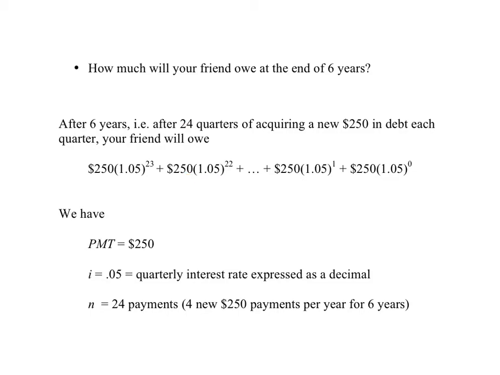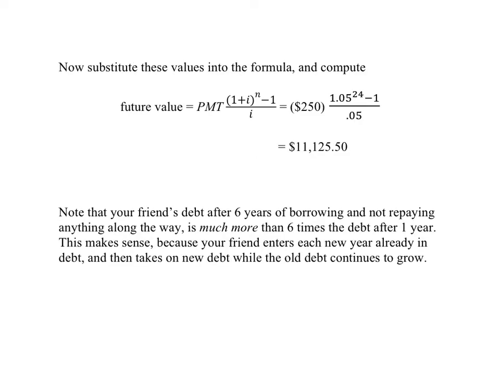And this happens 24 times. So we get a long sum that starts with $250 times 1.05 to the 23, remember, 1 less than the total number of payments, and ends up with $250 times 1.05 to the 0. Okay. The only thing that's different from the previous problem is just the value of n, which is now 24 instead of 6. Now we substitute our known values into the formula and compute.